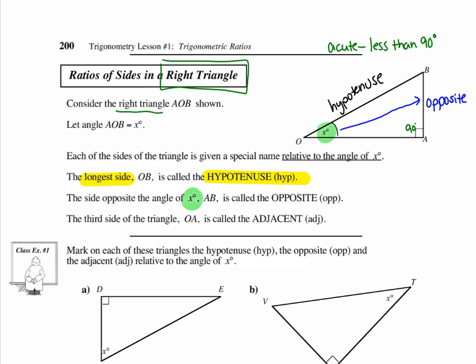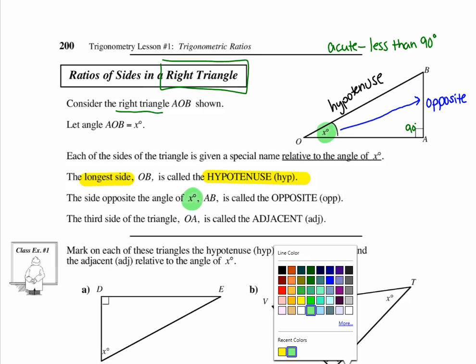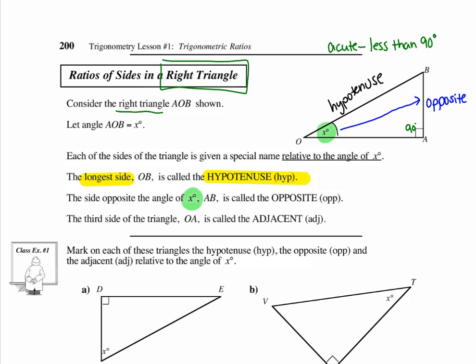Okay, and then the last word is adjacent. Now, what does adjacent mean? Adjacent means beside. So beside the angle, there are two sides that are going to be beside the angle. One of them is the hypotenuse. The other one, the leftover, is the adjacent.